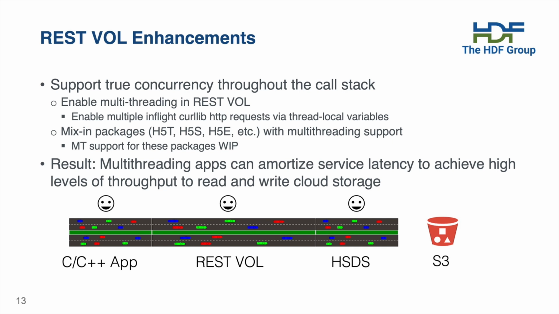The result is that multi-threaded apps will amortize the service latency. Compared to writing to POSIX, your application has more latency talking to HSDS. But if I'm free to use multiple threads, then I can basically keep the network pipe full and get overall high throughput despite the higher latency. Okay, next slide.